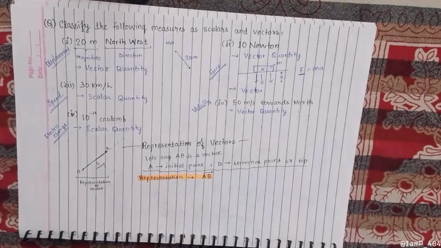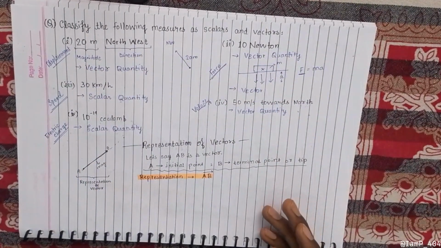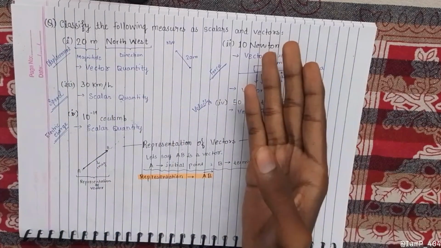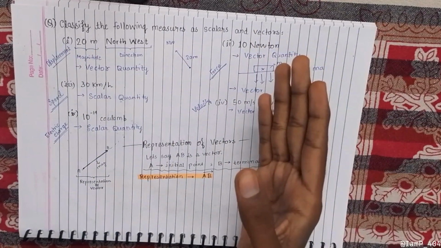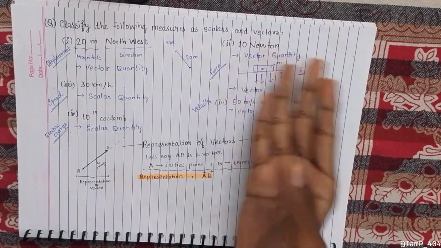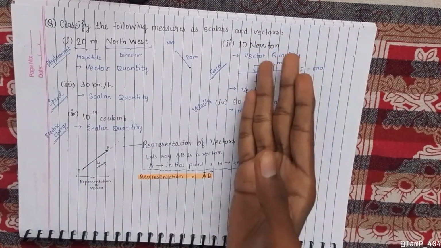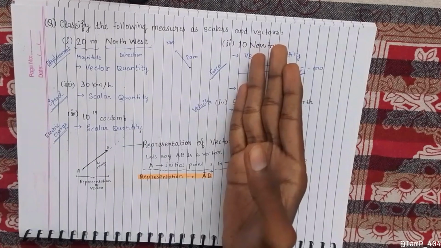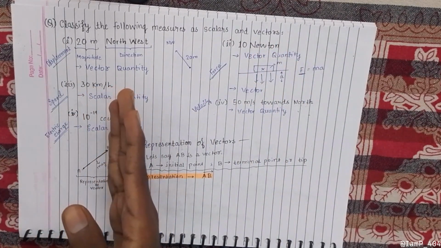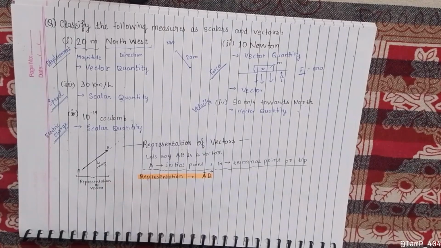Let's move ahead. Then we have some exercises that we did. For example, we were given some measures, and we had to classify whether those measures were scalars or vectors. For example, 10 Newton. Newton is a vector quantity. Newton is the SI unit of force. 30 km per hour is a scalar quantity. A kilometer per hour is used in speed.